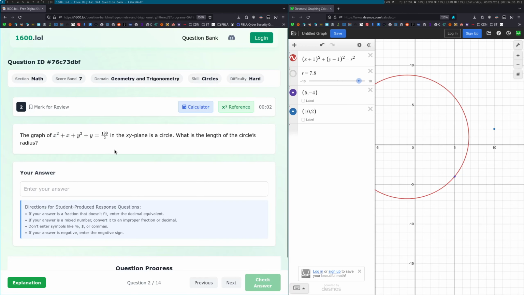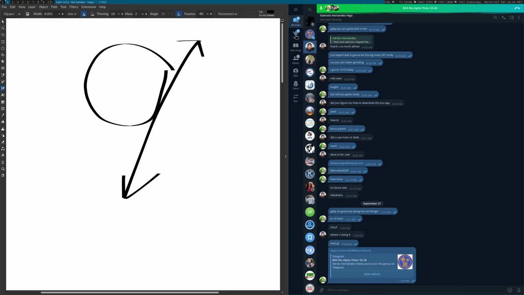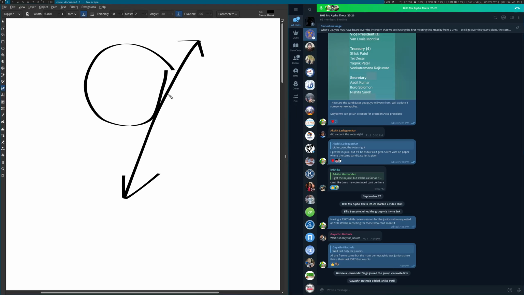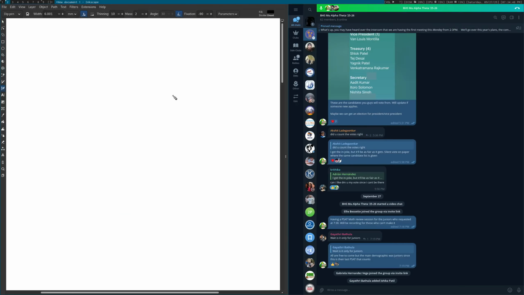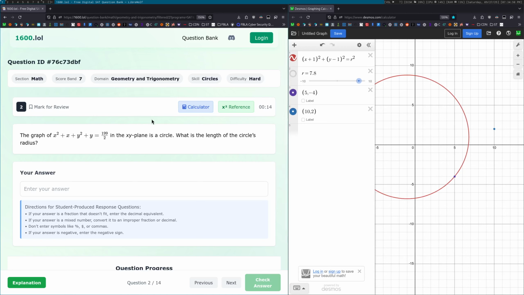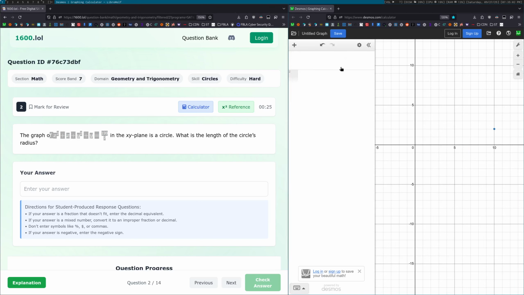I'm going to do a few more circle equations, and then we can move on. Let me make sure I didn't miss any messages here. Okay, so let's search this and move on to the next one. The graph of such and such in the xy-plane is a circle. What is the length of the radius? So with this question, I'm going to begin by just graphing it first. I don't want to complete the square and all that right now. If it turns out that it's an ugly answer, then we'll see. So let's see, plus y squared plus y is equal to 1/9.